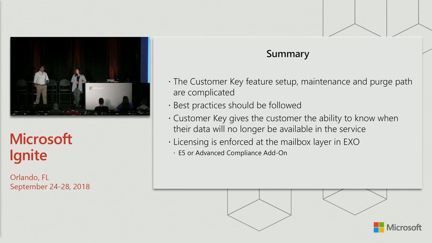The HYOK capability comes only in the AIP P2 or EMS E5 SKU. So if you want her feature plus my feature, you can buy Office 365 E5 plus AIP P2, or the encompassing SKU is called M365 E5. It'll have everything.